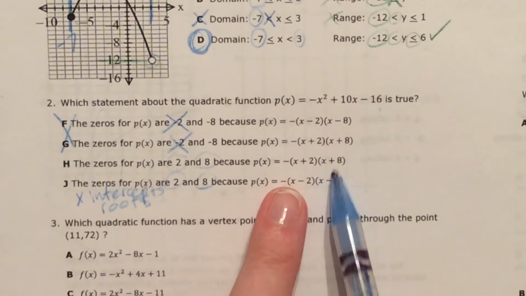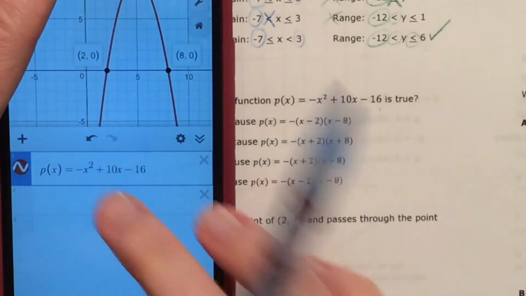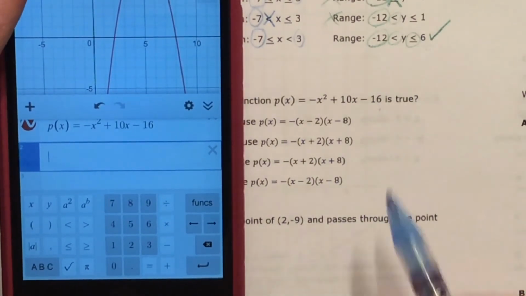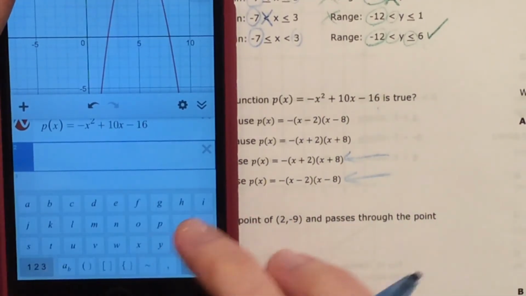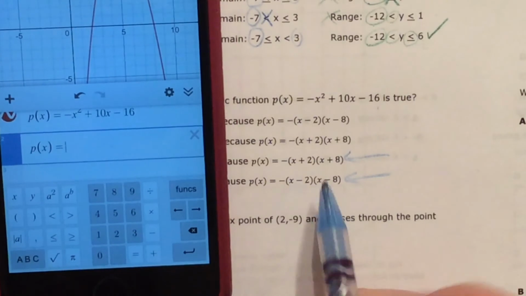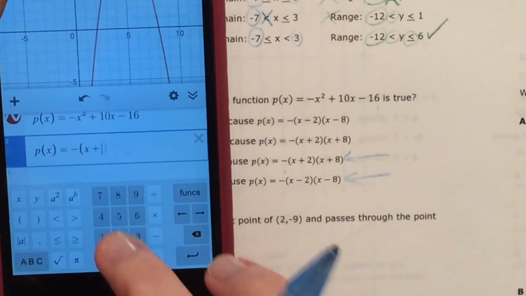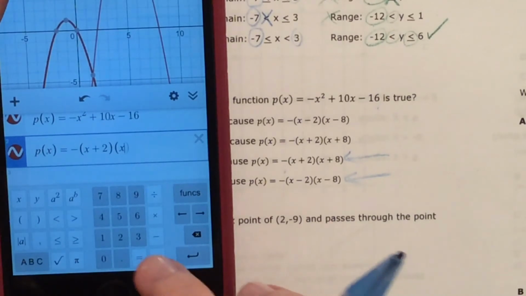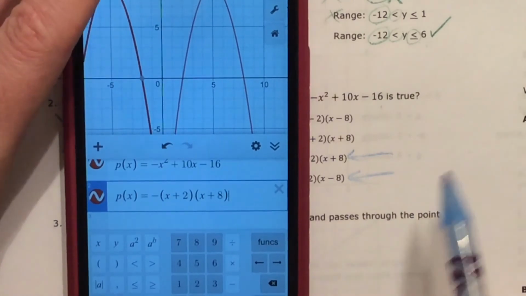And now we need to look at these. These are a little bit different. So we're going to type them in and see which ones match. So I'm going to add another line on my Desmos, and I'm going to type in, we're looking at these two. So I'm going to type in this first one. And so we have P of X equals, and there's a negative out front. And then we have X plus 2 in parentheses, and then X plus 8 in parentheses. And so we're going to look, are those the same?